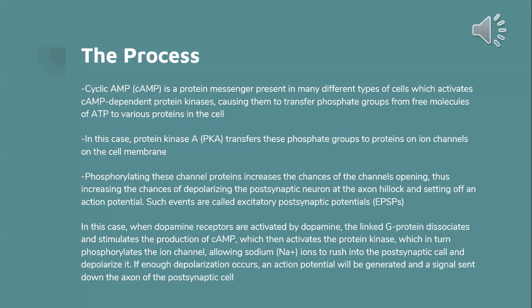Such events are called excitatory postsynaptic potentials, EPSPs, in this case when dopamine receptors are activated by dopamine. The linked G protein dissociates and stimulates the production of cAMP, which then activates the protein kinase, which in turn phosphorylates the ion channel, allowing sodium (Na+) ions to rush into the postsynaptic cell and depolarize it. If enough depolarization occurs, an action potential will be generated and a signal sent down the axon of the postsynaptic cell.